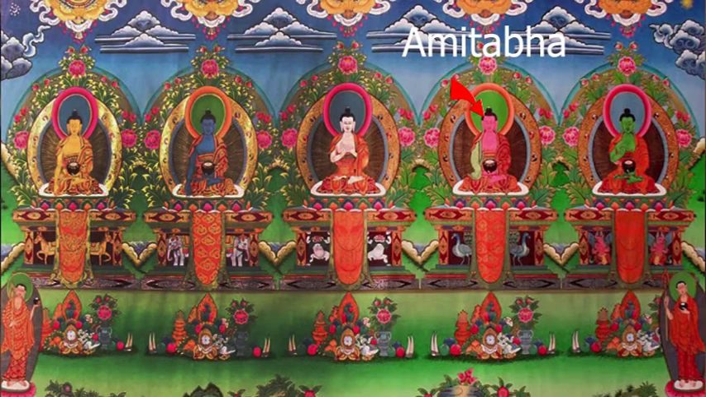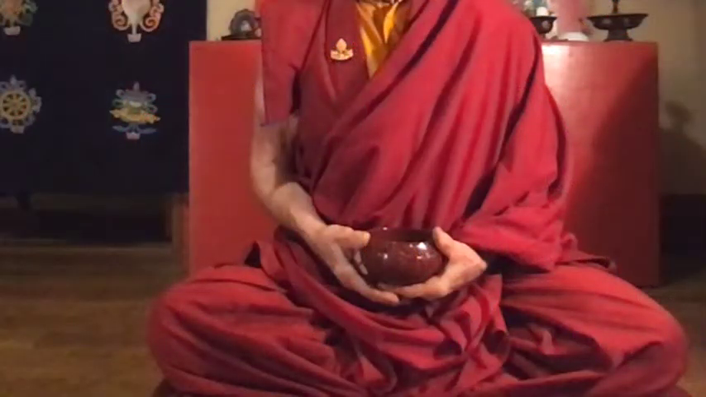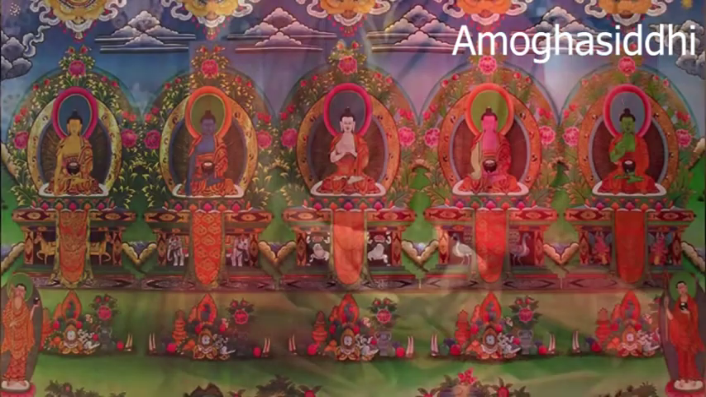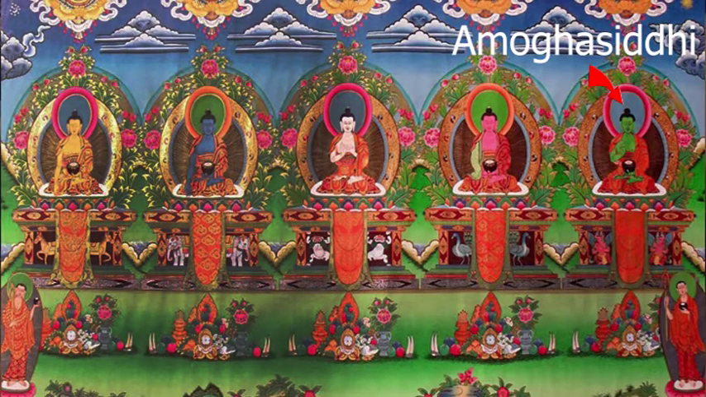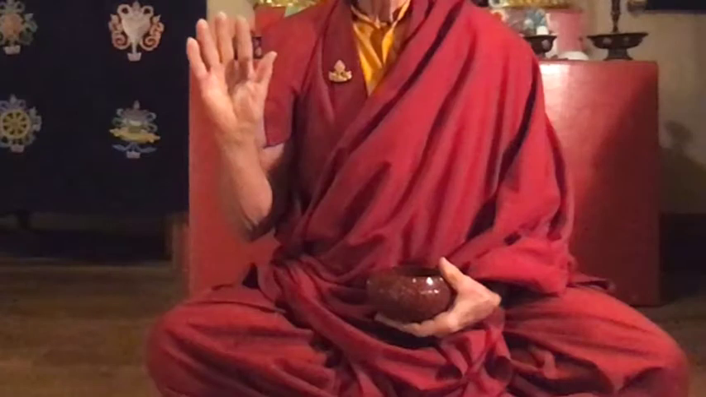Amitabha's mudra is this one of equanimity, like this, holding a begging bowl, like this. And then Amoghasiddhi, his mudra is like this, his right hand. When the right hand is in one of these mudras, the left hand is in the lap of the Buddha, facing up. In every one of these mudras, except for Vairocana, the left hand is in the lap facing up.